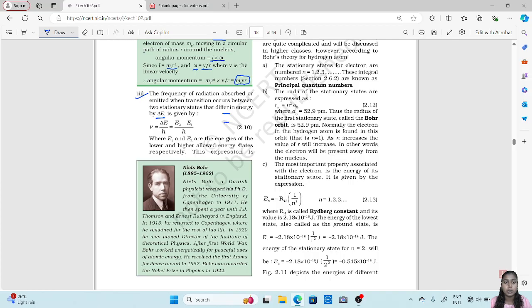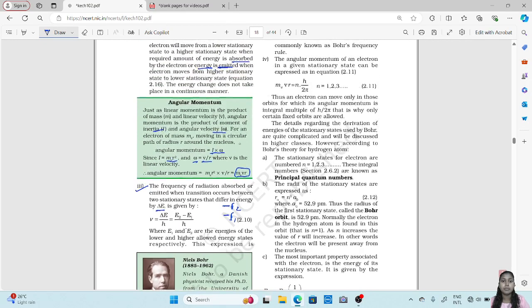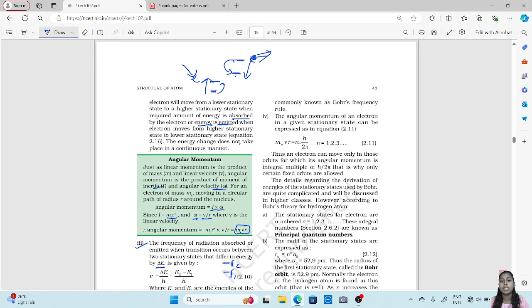In that case, it will be E2 minus E1. This one is E2, this energy level is E1. So it is E2 minus E1 divided by H, where E1 and E2 are the energies of the lower and higher allowed energy states respectively. So it is the energy levels. This expression is commonly known as Bohr's frequency rule.